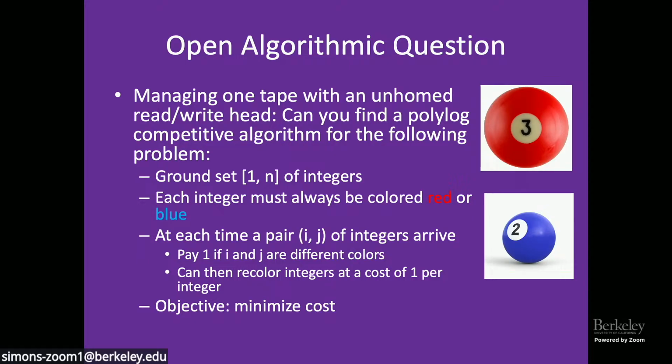And then over time, pairs of integers arrive. If those integers are colored different colors, you pay 1. Otherwise, you pay 0. And you can always recolor things at a cost of 1. Minimize your cost. This is somehow strictly an easier problem than the list update version without a home, rewrite head. And I don't know how to do this problem, and it seems hard.